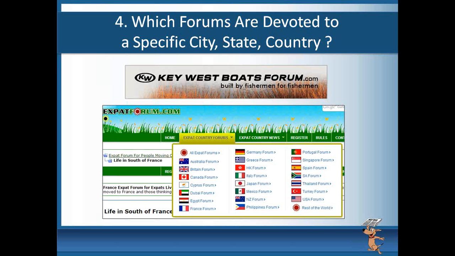Look at this next one, expateforum.com. I'm thinking, what about fiction authors who have written novels about France or something, and you want to find people who hang out in French discussion forums? This is the place to do it. Look at that. Look at all of them. This is where they are.